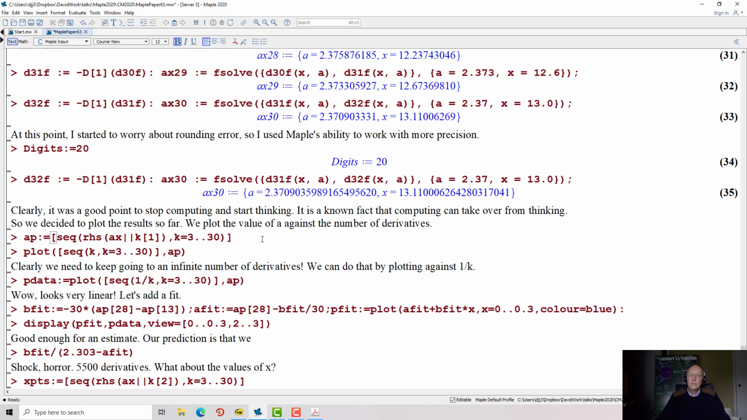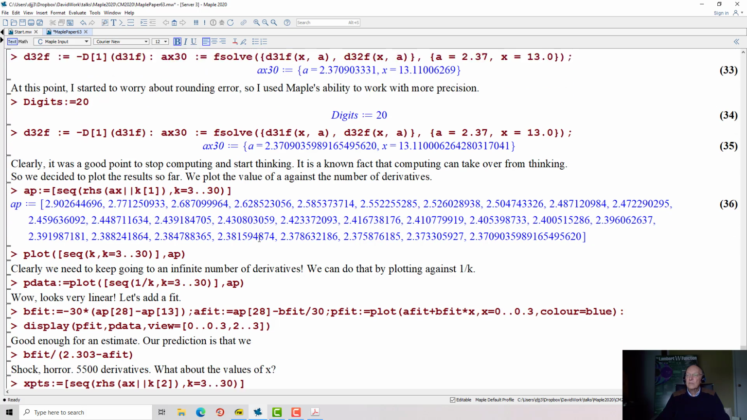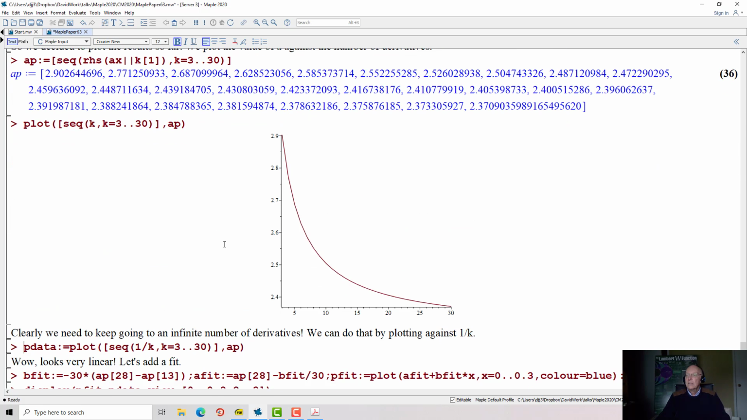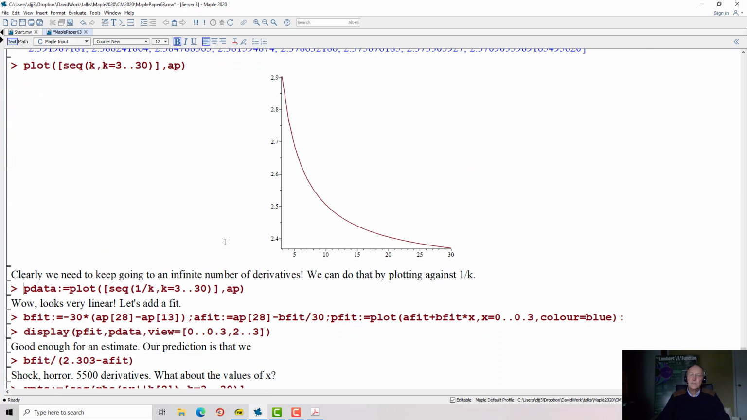So now is a good time to stop computing and start thinking. It's a fact, at least with me, that computing can easily take over thinking. Here I extract from those saved results all of the sequence of values of critical A's, and I'll plot them. So this shows me what I had already observed informally, that the critical value of A is progressively decreasing as the number of derivatives increases. And also we see that the rate of decrease is going down. What we need to get the critical completely monotonic value for A is an infinite number of derivatives.